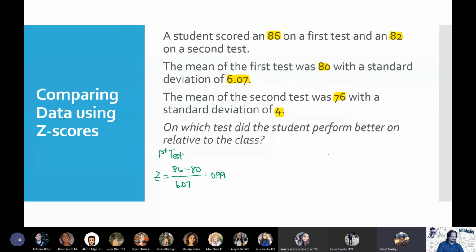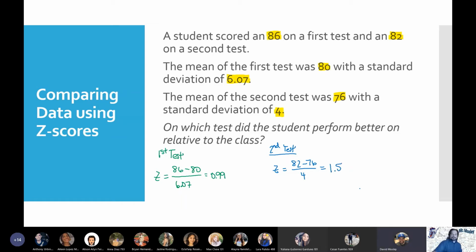Now our second test. That's going to give us a z-score of 82 minus 76 divided by 4. We'll get back to our trusty calculator. And this gives us a z-score of 1.5.